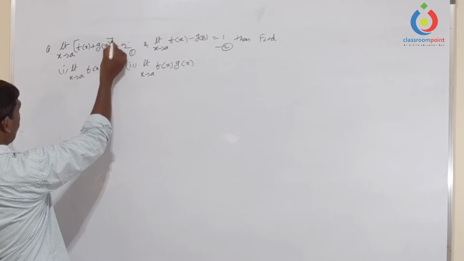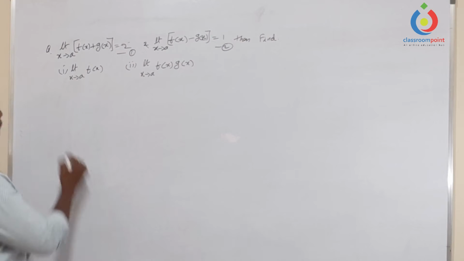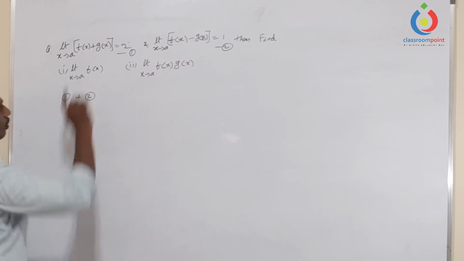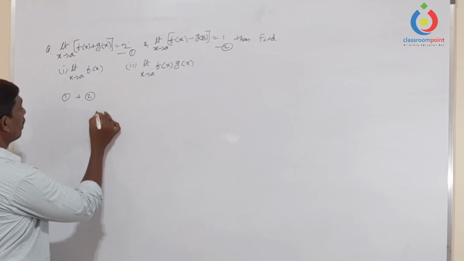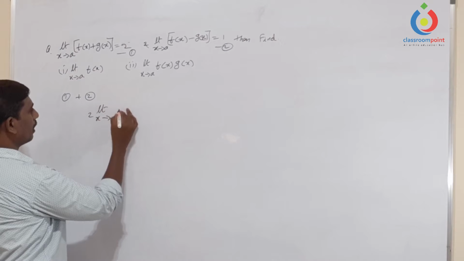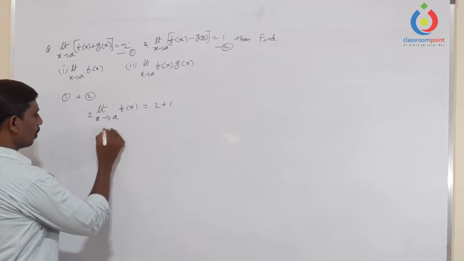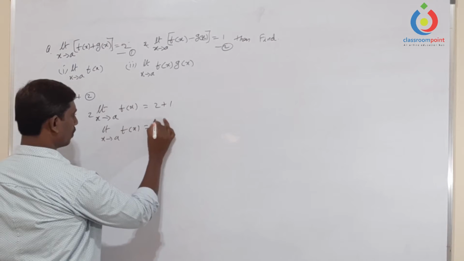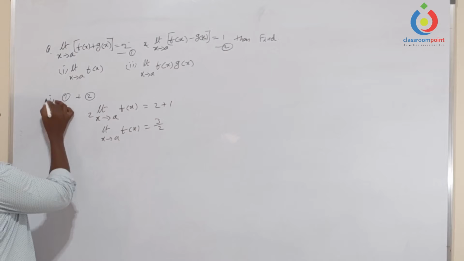See, remember, they have the bracket. Limit is getting both. See here one thing, 1 plus 2. We'll do 1 plus 2. Then automatically plus g(x) minus g(x) will cancel. Then we have 2 into limit x tends to a, f(x) is equal to 2 plus 1. So, limit x tends to a, f(x) is equal to 3 by 2. This is the first question. We can get the first one.